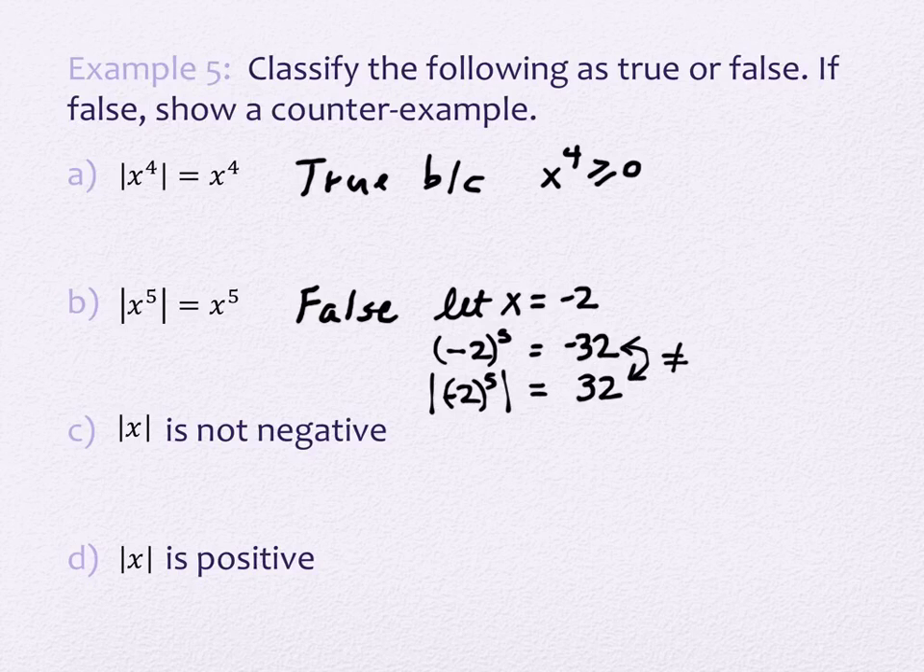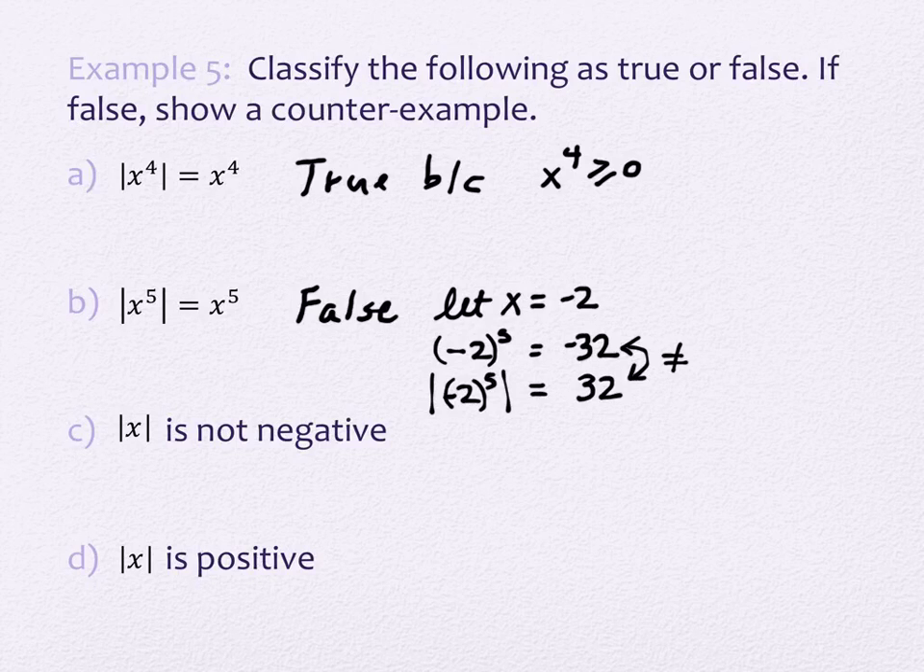That's a counterexample. And is there anything special about -2? Well, not really. Any negative number would have worked, right? You could have chosen anything negative and the same result would have happened. This would be a counterexample.